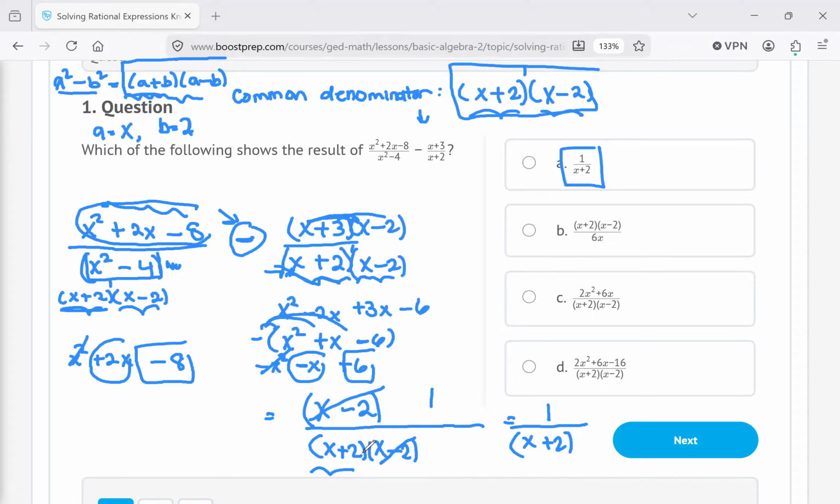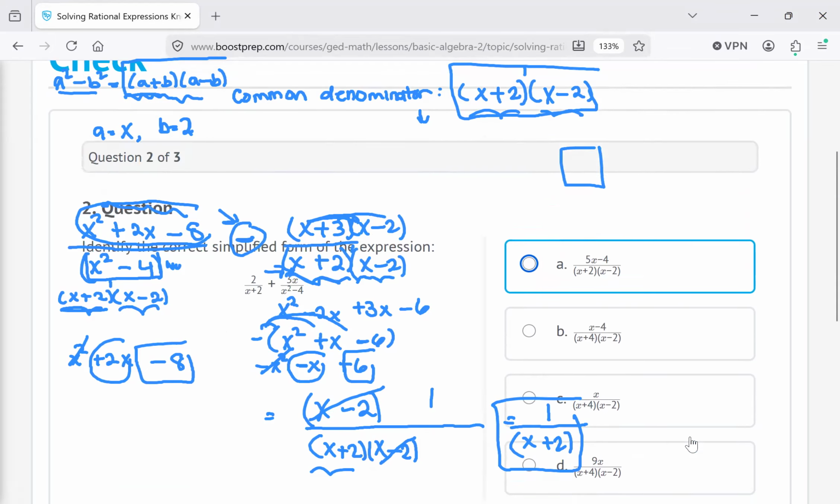And do you see anything that cancels? Yes, I do. I see that x minus 2 cancels. So you're left with 1 over x plus 2. Okay, I know it's a little bit of work, but practice makes perfect. Okay, let's move on to question 2.